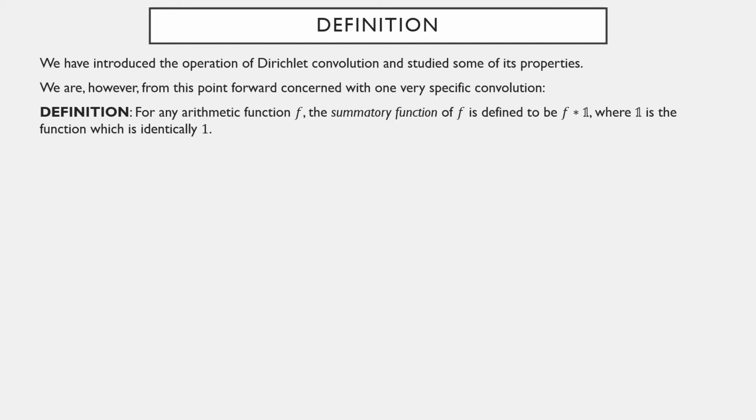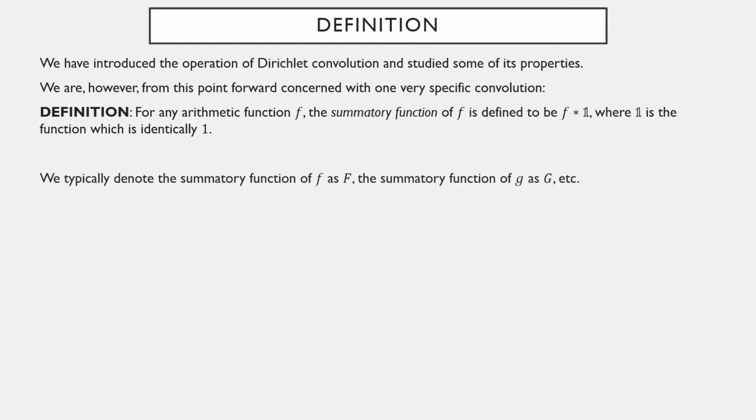For an arithmetic function f, the summatory function of f is the convolution of f with the 1 function. Remember that this big fancy 1 just stands for a function that is always equal to 1. Typically, if f lowercase is an arithmetic function, then f uppercase is going to be a summatory function, and the summatory function of little g would be big G, etc. This is just our notation convention. It's of course not required.